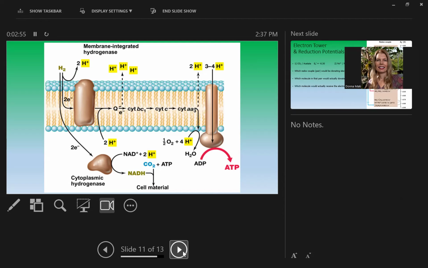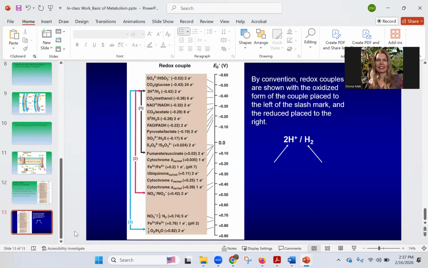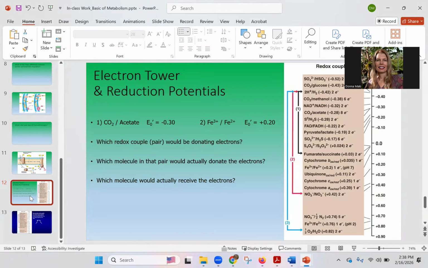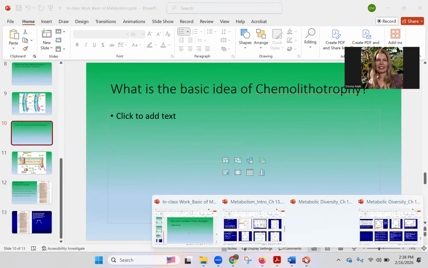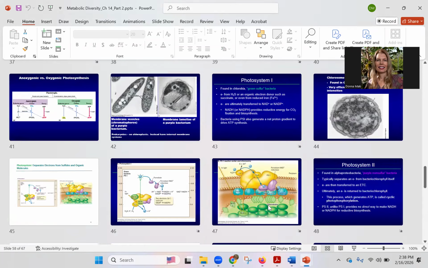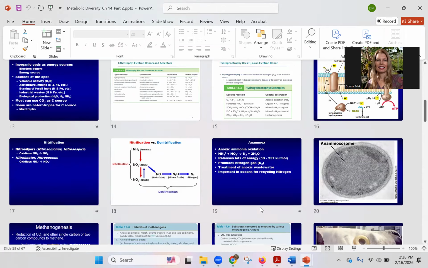Okay, so a chemolithotroph is using inorganics as the electron and energy source. So let's see, do I have that in here? Where did it go? Let me go back to this slide. Remember, photosynthesis will not be on this.